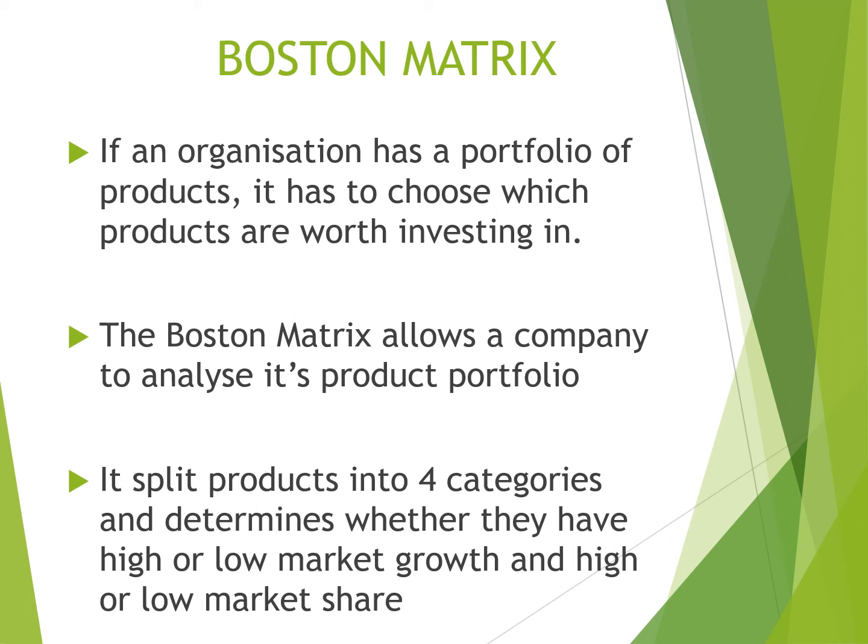It has to choose which products are worth investing in, and the Boston Matrix allows the company to analyse its product portfolio. It splits products into 4 categories and determines whether they have high or low market growth, as in, is the market for the product generally growing, and high or low market share, the percentage of sales the company has or that product has in overall sales in that particular product.